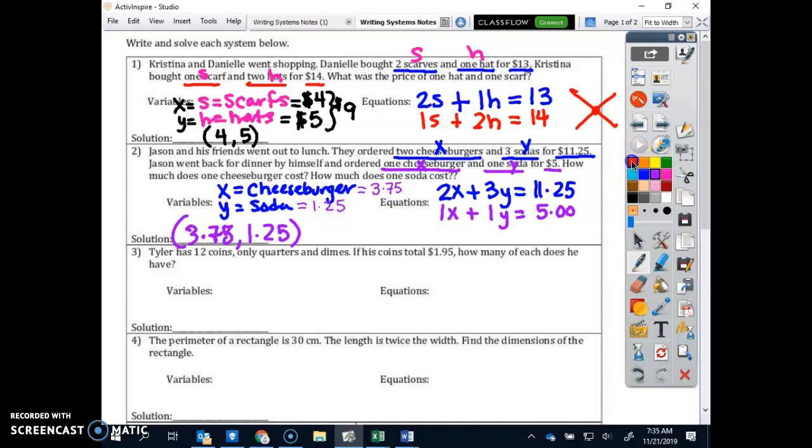Now let's go read what it's asking. It says, how much does one cheeseburger cost? We just figured that out. And how much does one soda cost? We just figured it out. Okay? Let's go do the next one.